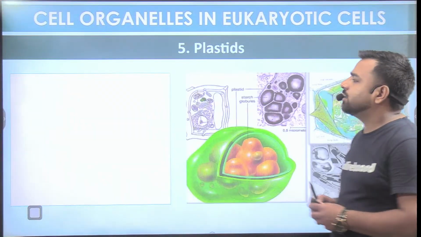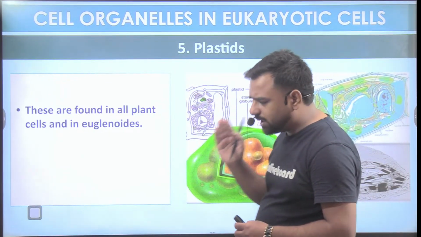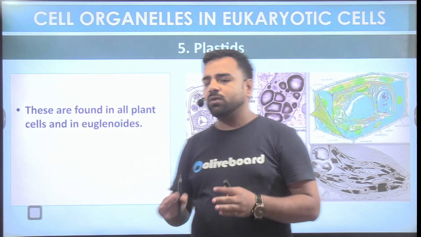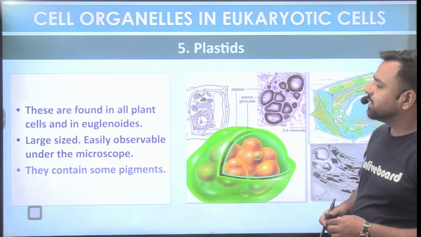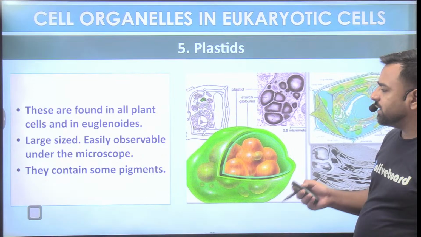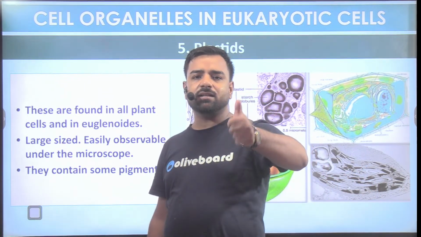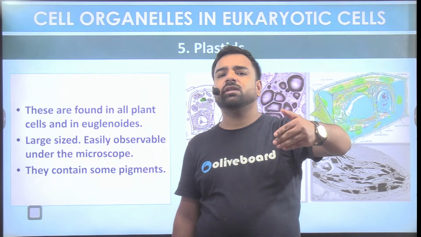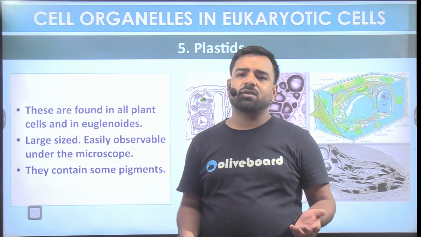Now, plastids. Plastids are only and only present in the plant cell. They are not present within our body. So they are found only in the plant cells and the euglenoids. They are large sized, easily observable under the microscope. They contain some pigments, which include chloroplast that imparts green color, point number one. Chromoplast, which imparts different colors to the flowers and the fruits. And then we have leucoplast, which is either colorless or white plastid.